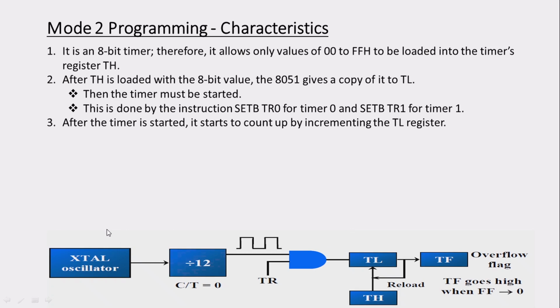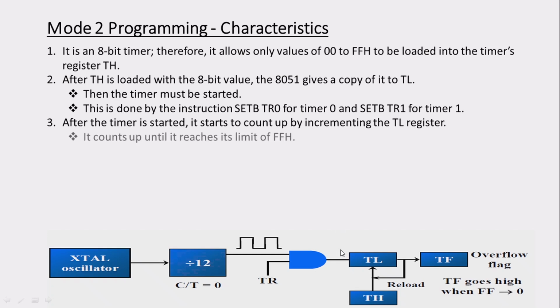The same frequency is not being given. The 11.0592 megahertz is being divided by 12, and what value do we get in terms of frequency? You will get somewhere around 921 kilohertz. That particular frequency is being fed into this particular TL register.